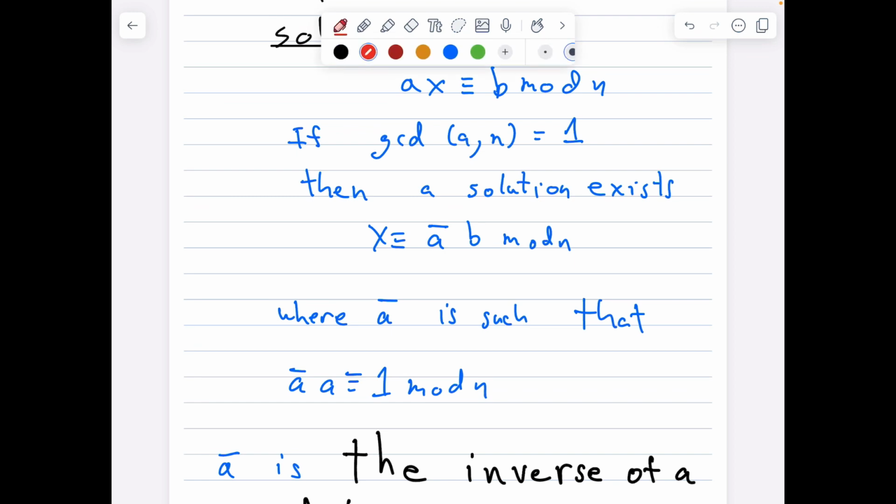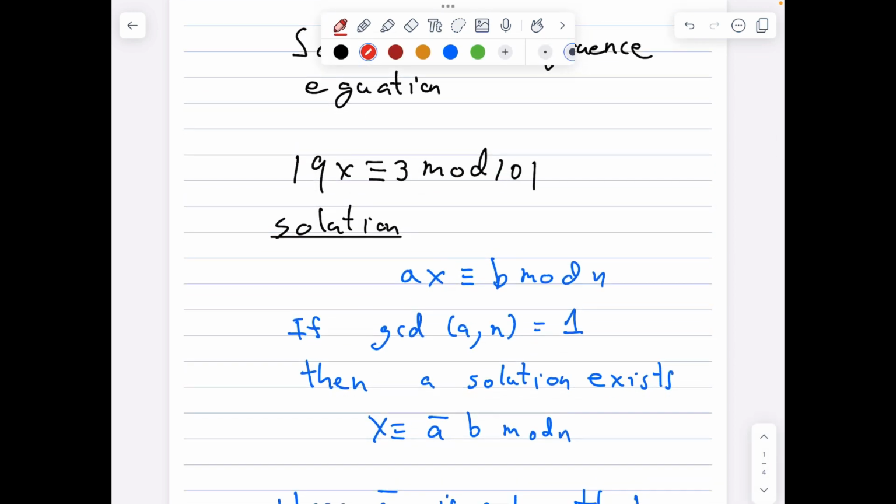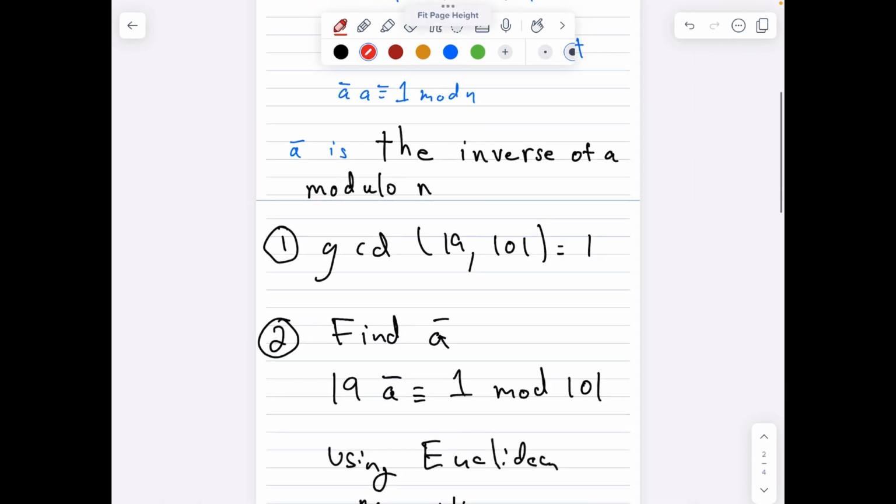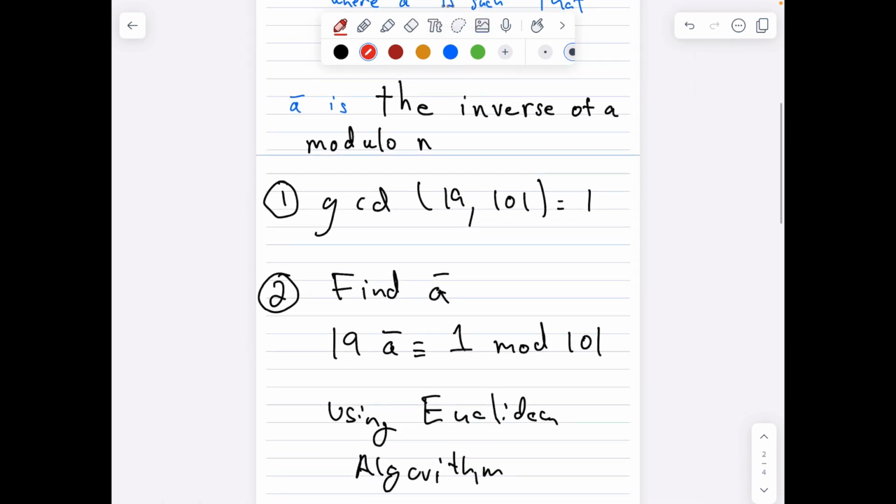Now, in our case, let me just identify a couple things. My 101 is my n, my 3 is my b, and my a is my 19. So just be aware of that. And if I want to use this theorem, the first thing you have to check is that the GCD of a, the 19, and the n, 101, is equal to 1, which it is. The only divisor that goes into both is 1. They're both prime, so that's going to occur.